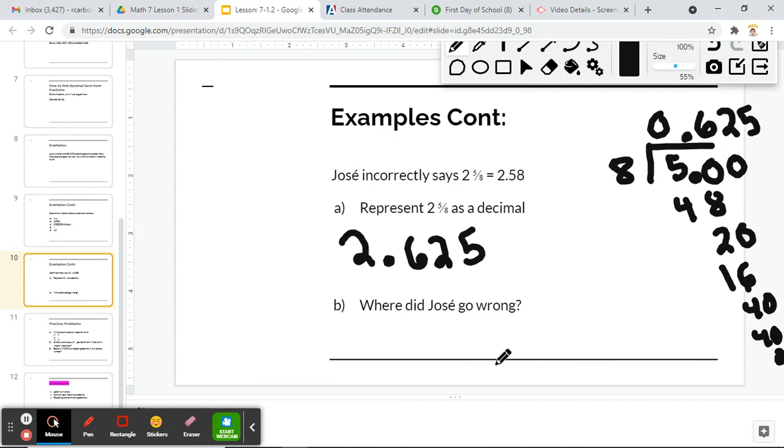So where do we think Jose went wrong? Well, it looks like all Jose did was write 5/8 and then convert that into 0.58, but that's incorrect. Jose did not do his long division. He incorrectly converted his fraction.